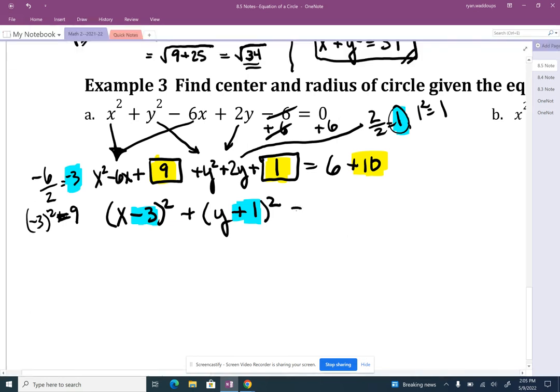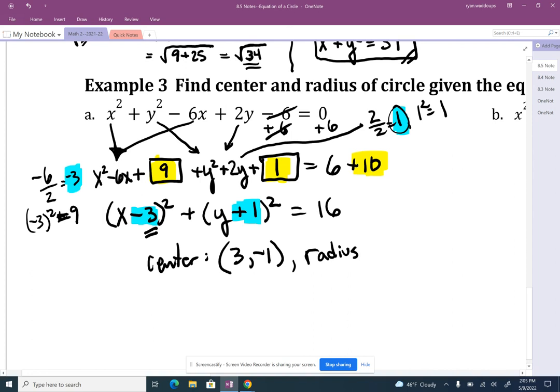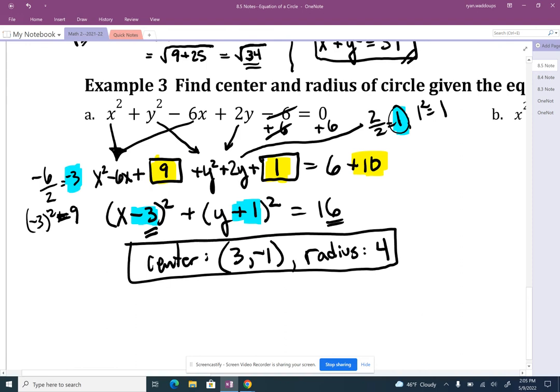6 plus 10 is 16. So then I can say my center is at 3. It's the opposite. So x minus h is 3, and y minus negative 1. So 3, negative 1. And then my radius, that's 16 is the same as 4 squared, so my radius is 4. And that's the way that looks.